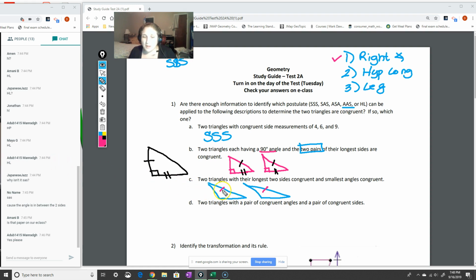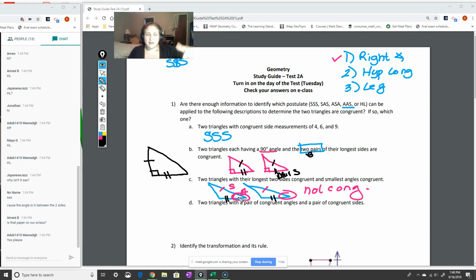And then also the smallest angles. You'll learn more on Wednesday, but the smallest angle is always the angle opposite the smallest side. So in this case, all we have is side and angle. Okay, so this would be not congruent. Now, the other thing they're going to try to get you to do is if you have their two longest sides, and if it was two pairs of their longest side, so just like we had two pairs here, then it would be side angle side.